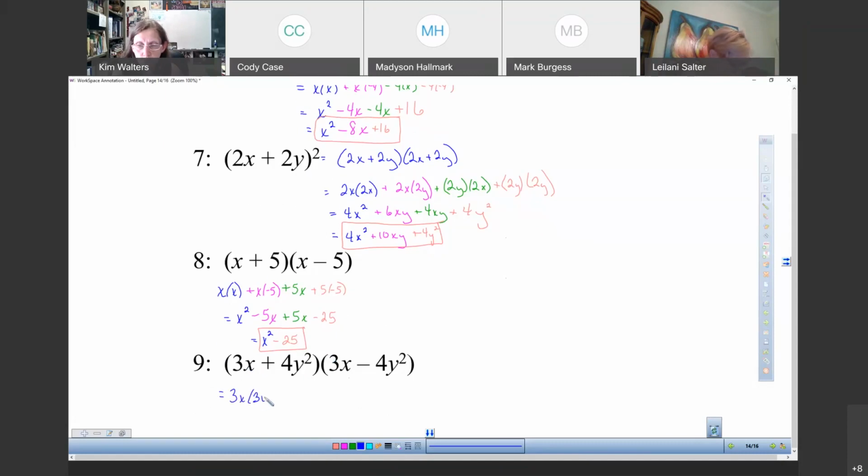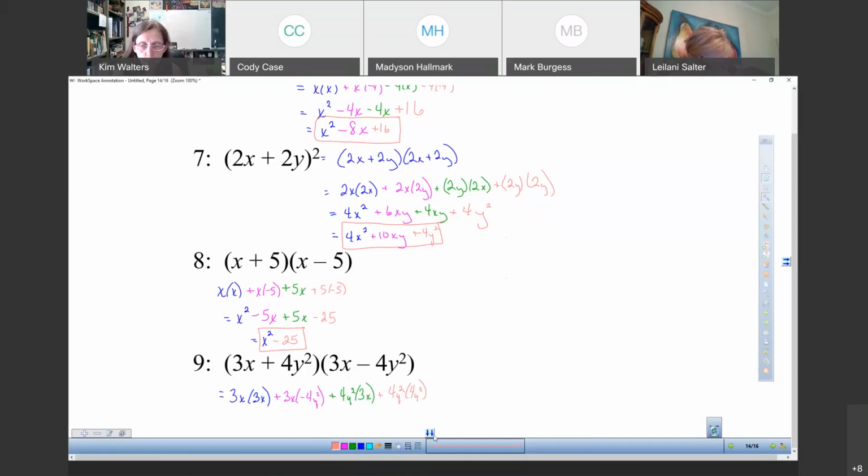Okay, so we're going to start with our first terms. So 3x times 3x. Our outside terms, FOIL. So 3x times negative 4y squared. We're multiplying these, so that's okay. And then our inside terms, so 4y squared times 3x. And then our last terms, so plus 4y squared times 4y squared.